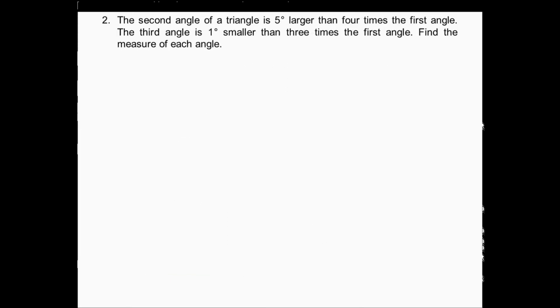Let's try one more. The second angle of a triangle is 5 degrees larger than 4 times the first angle. The third angle is 1 degree smaller than 3 times the first angle. Find the measure of each angle. So the second angle is 5 degrees larger than 4 times the first. Third is 1 degree smaller than 3 times the first. Find the measure of the angles.